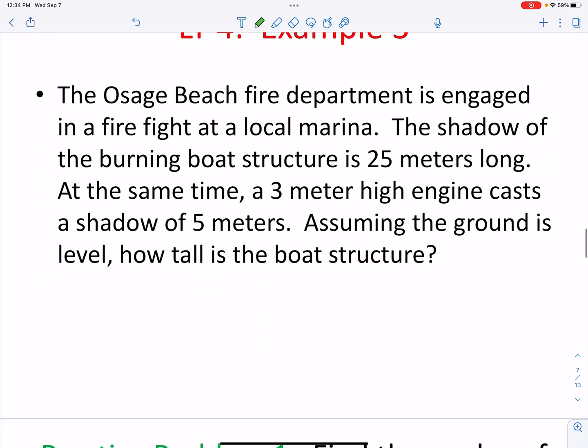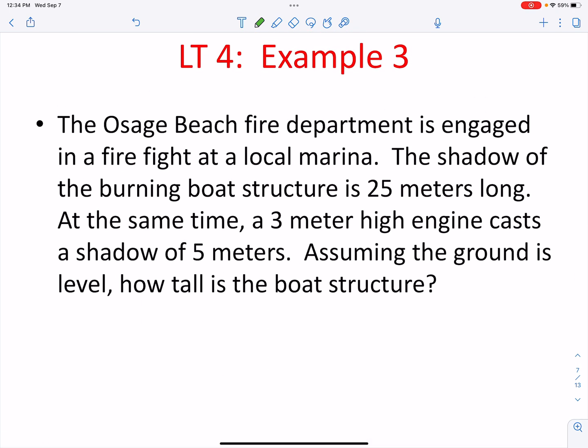Okay. All right, so the Osage Fire Department is engaged in a firefight. I did not write this. At a local marina, the shadow of the burning boat structure. So I have a structure and I have a shadow. The shadow of the burning boat structure is 25 meters long. At the same time, the 3 meter high engine casts a 5 meter shadow. How high is the building?